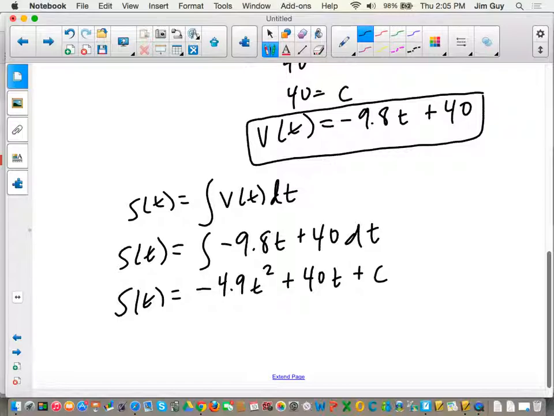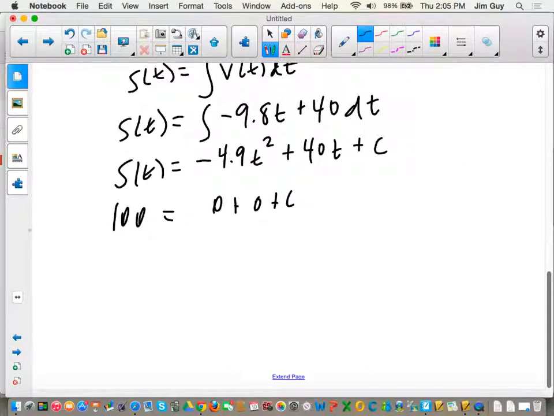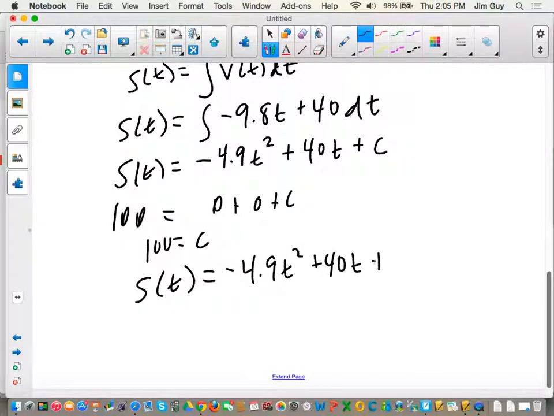And again, they gave you a value to plug in. We're going to put 0 in for time and 100 in for the height. And you're going to end up with 0, 0. So C is 100. So my final equation for the position at any time is negative 4.9 t squared plus 40 t plus 100.